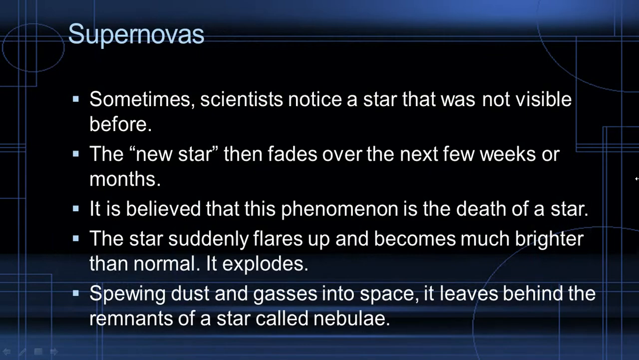So what's a supernova? Sometimes we see a star that wasn't visible before. Okay, so there's a blank spot. This was really a famous one. The ancient Chinese saw a star that appeared in the night sky that hadn't been there before, and they thought, wow, that's crazy. Where'd that come from? And then this new star would then fade over the next few weeks or months. And that's pretty quick when we're talking about stars, right?